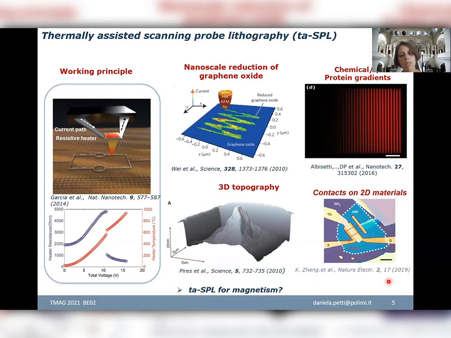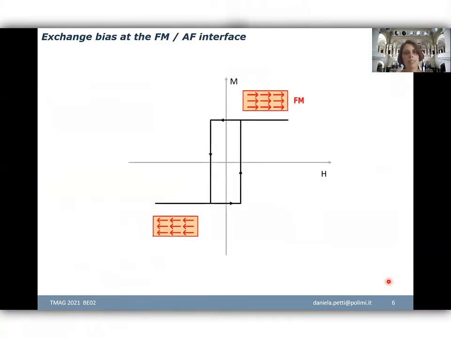So how can we apply this technique to magnetism? The answer is providing the right substrate. So in a simple ferromagnet, what we have is that at remanence we can have two different orientations of the magnetization, depending on the hysteresis loop.